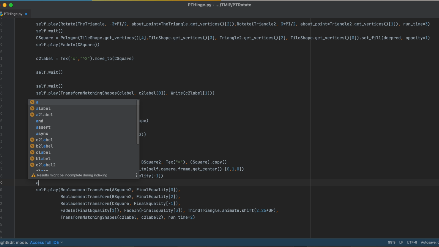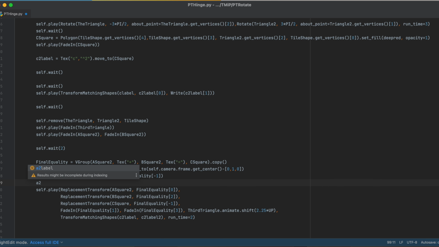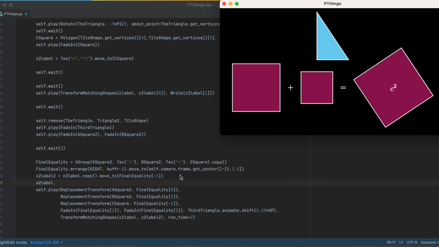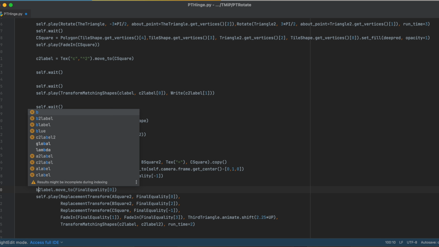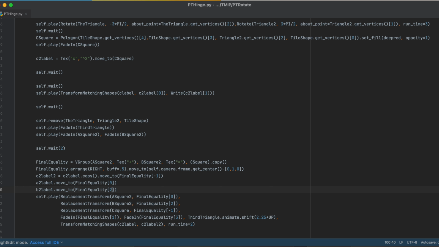I also need to take the A squared label, which no longer is showing, and I'm just going to move it to final equality 0. So I'm moving it to the A by A square, and I'm going to do the same thing with the B2 label, the B squared label. I'm going to move it to 0, 1, 2, B squared there. And then I'm just going to fade those both in.